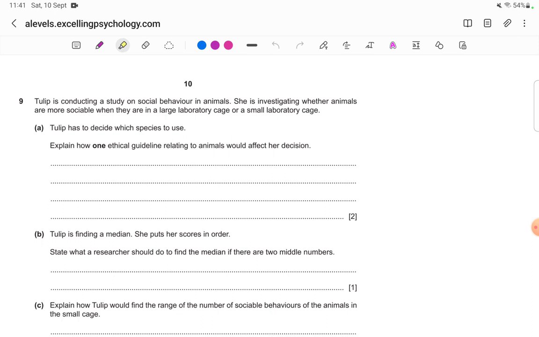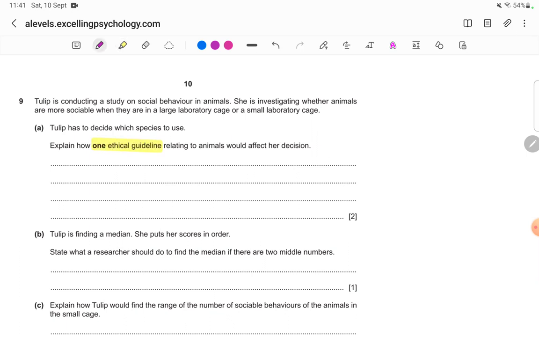Okay, so now I'll begin, and as always I will first read out the question that is presented. Yv is conducting a study on social behavior in animals. She is investigating whether animals are more sociable when they are in a large laboratory cage or a small laboratory cage. Yv has to decide which species to use. Explain how one ethical guideline relating to animals would affect her decision.